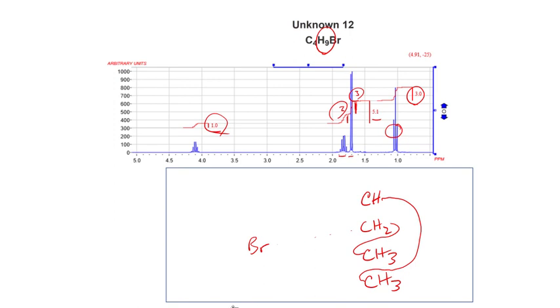Where can the bromine be attached? Well, it can only be attached to the CH. And then the CH has to be connected to the CH2. That's it. We're done. I didn't use chemical shift. I used a little bit of splitting information, and I have my structure. The structure is this. Okay, that's the method.